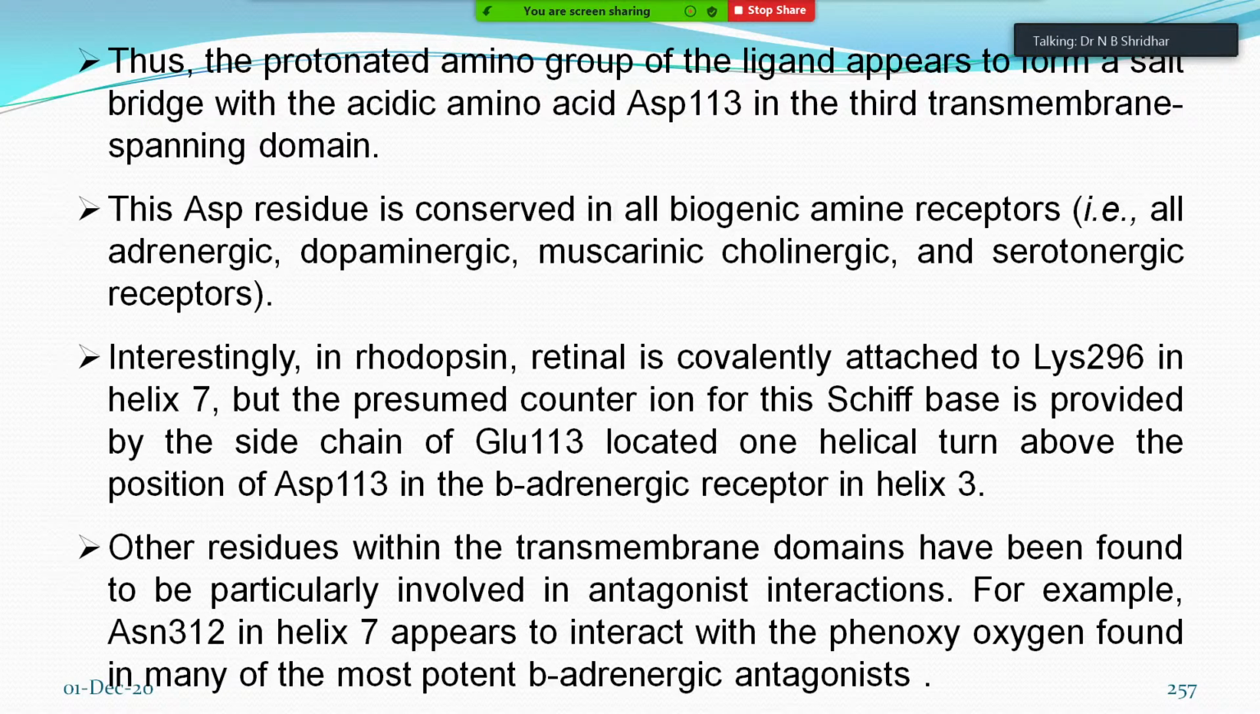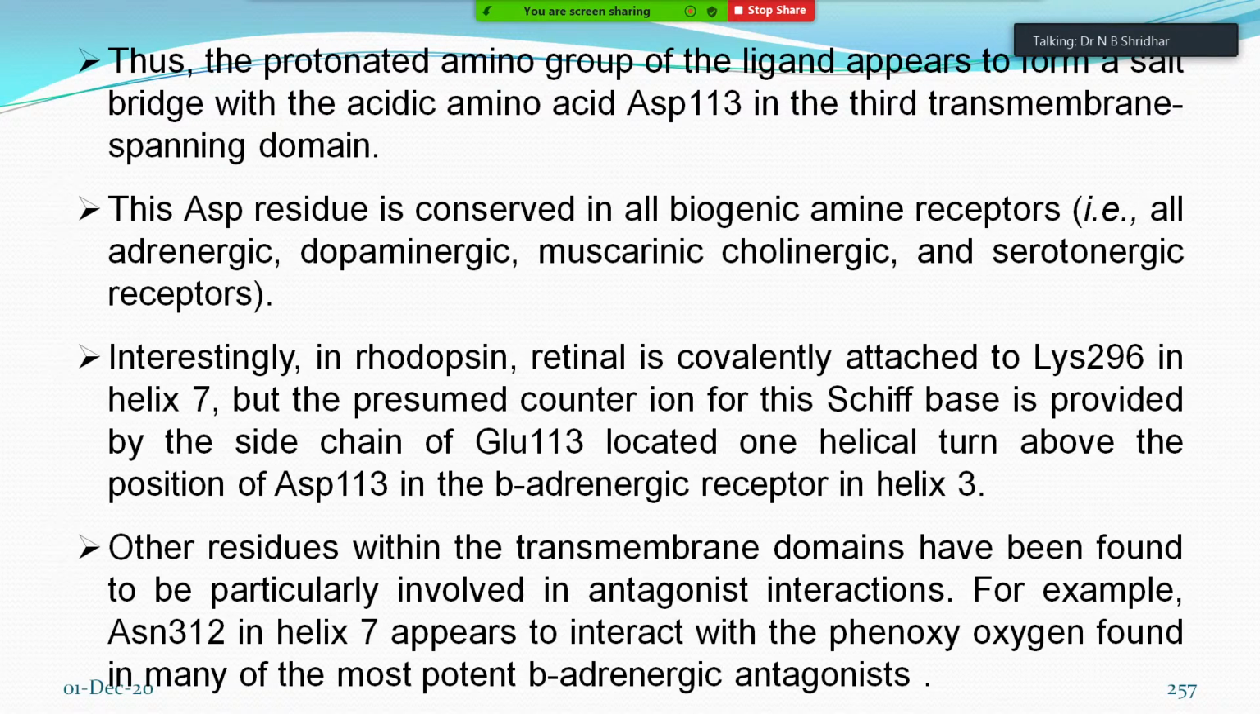Thus the protonated amino group of the ligand appears to form a salt bridge with the acidic amino acid aspartate 113 in the third transmembrane spanning domain. This Asp residue is conserved in all biological amine receptors. For example, biological amines means adrenergic, dopaminergic, muscarinic, cholinergic, and serotonergic receptors. So this is a very common residue.